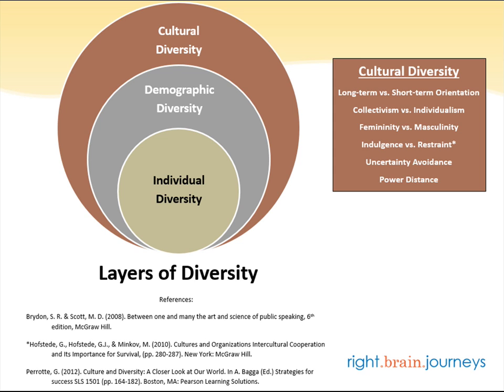Now, on the website geert-hofstede.com, the newest dimension, published in 2010, is indulgence versus restraint. This is described on the website as, quote, "Indulgence stands for a society that allows relatively free gratification of basic and natural human drives related to enjoying life and having fun. Restraint stands for a society that suppresses gratification of needs and regulates it by means of strict social norms." End quote.